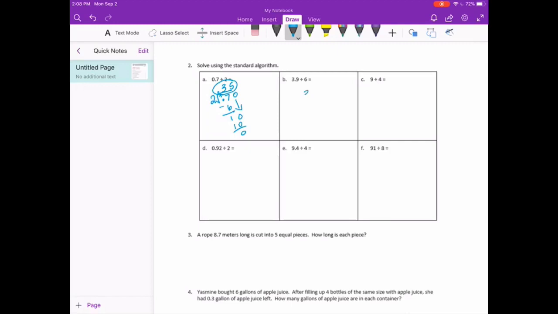B, 3 and 9 tenths divided by 6. 3 goes in, 6 can't go into 3, so that's a 0. 6 goes into 39 6 times. 6 times 6 is 36. We get 3 as a remainder.